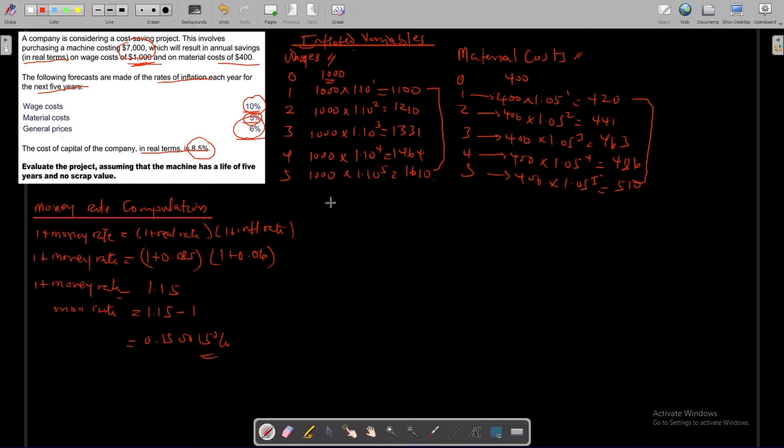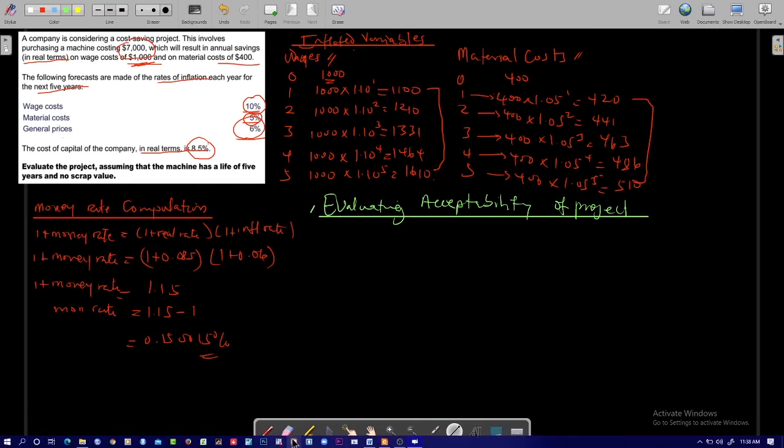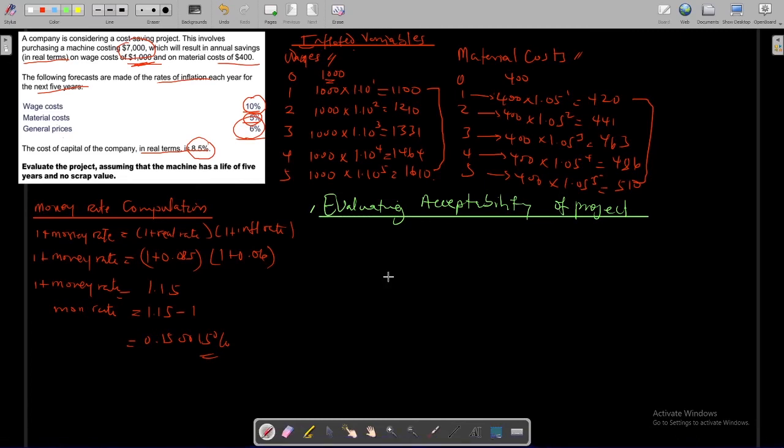Okay, so let's start evaluating the acceptability of the project. In order to evaluate the acceptability, we need to draw an NPV table for the project. So how do we do that? I think we have already considered an NPV computation, so we are going to go straight forward. There are 5 years for this project, so year 0, year 1, year 2, year 3, year 4, and year 5.